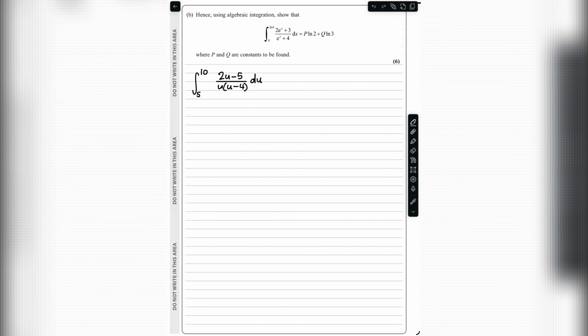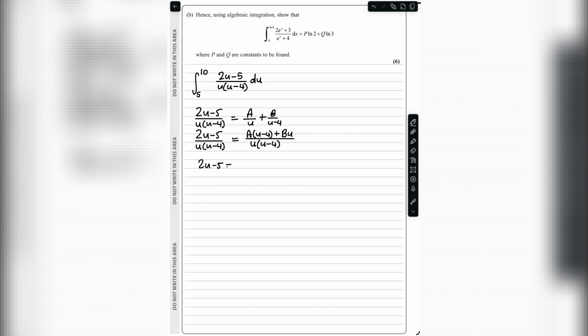So hopefully you identify that we can split this integral into partial fractions. So we have 2u minus 5 divided by u times u minus 4, and we can write this as a over u plus b over u minus 4. And in order to write the right hand side of this equation as a single fraction, we need to multiply the denominators. So you'll notice that in order for the first fraction to have a denominator of u times u minus 4, we need to multiply the numerator a by u minus 4, and for the second fraction to have a denominator of u times u minus 4, we need to multiply b times u.